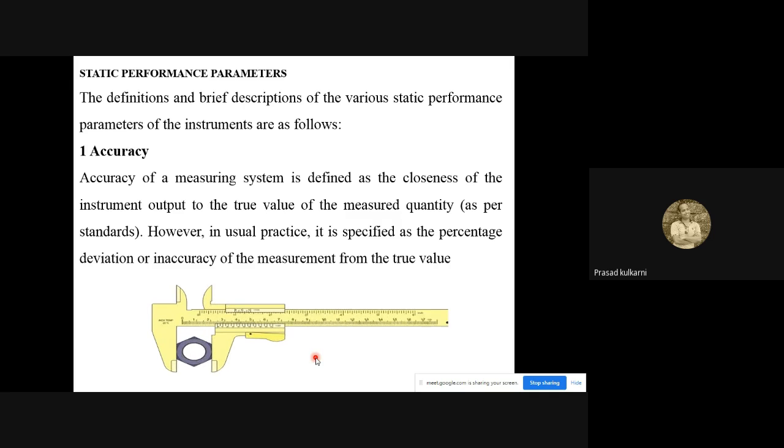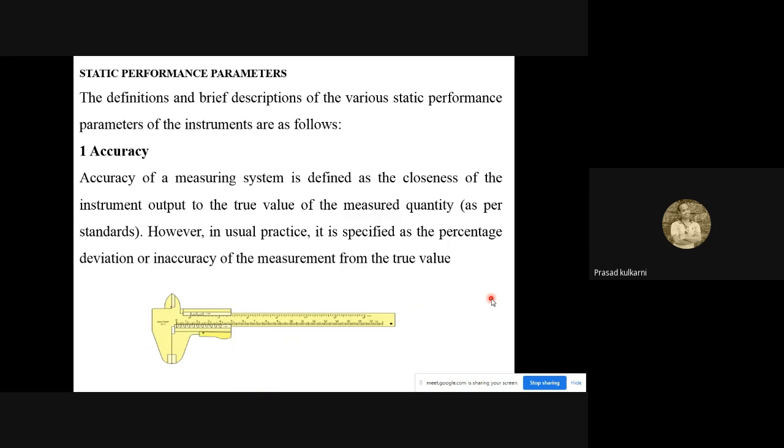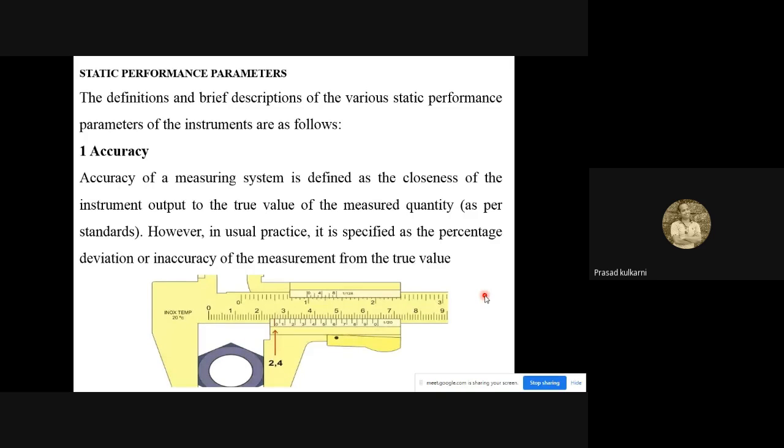But what is the actual diameter and what is the measured diameter? That percentage deviation we have to see. On the basis of that, we are going to decide whether the measurement is accurate or not. Between the actual diameter and the measured diameter, there should not be much difference in order to maintain the accuracy here.